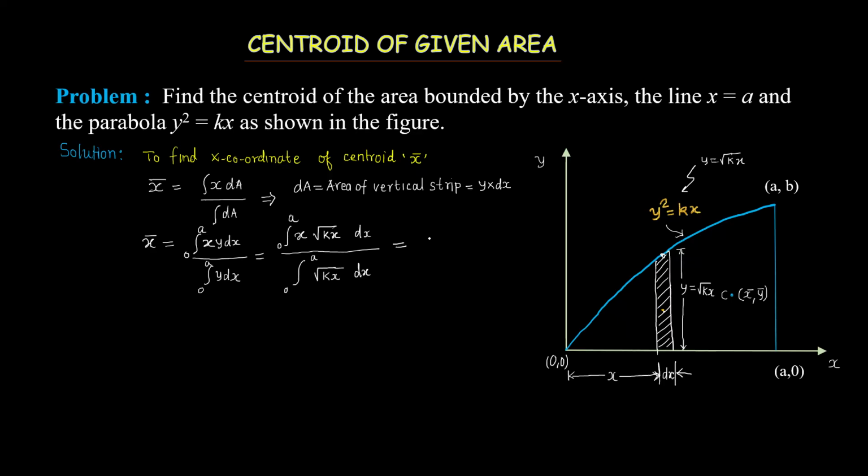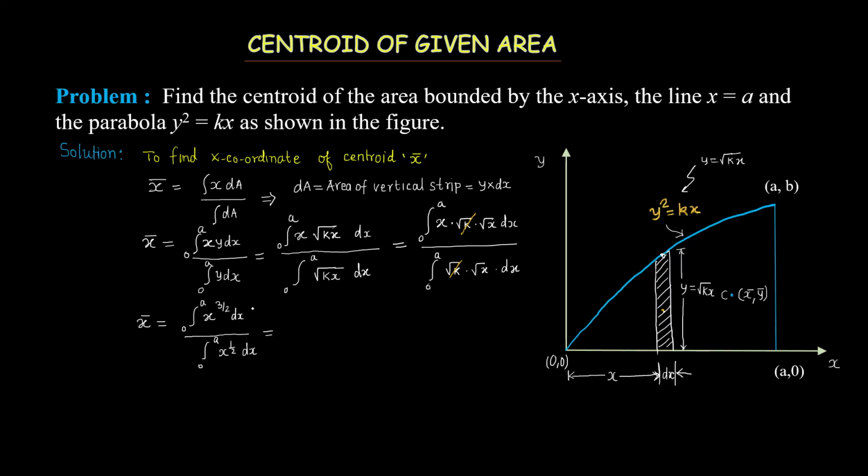That can be further simplified as integral from 0 to a of x root k root x dx, again 0 to a root k root x dx. Now this root k is a constant, so in the numerator and denominator we can cancel out root k. So the expression will be simplified. This will be x times root x, that is x raised to 3/2. So the x coordinate will be integral 0 to a of x raised to 3/2 dx. In the denominator, 0 to a, it is going to be x raised to 1/2 dx.